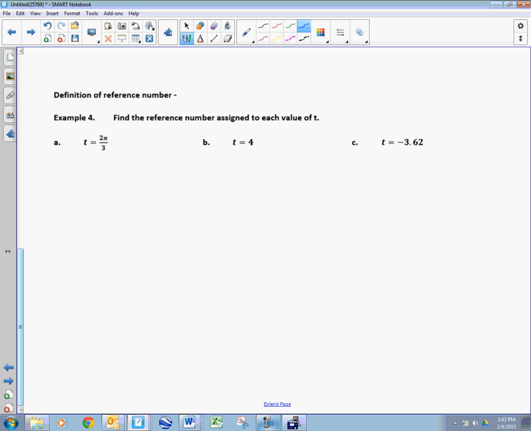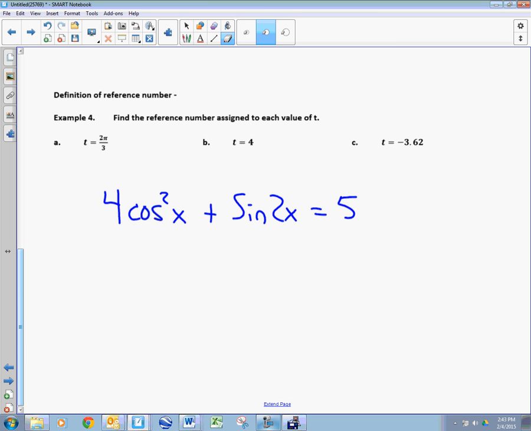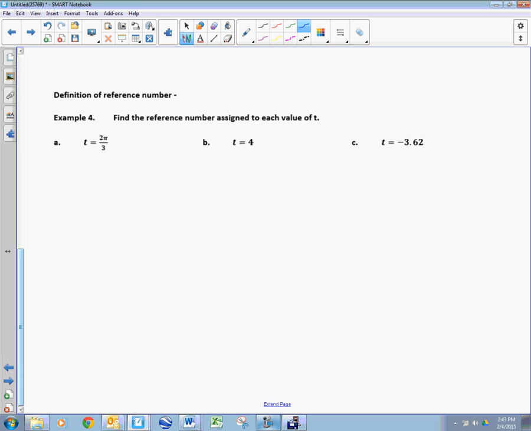Note that I want to get you guys to a point where you can solve 4 cosine squared of x plus sine of 2x is equal to 5. That's a very complicated equation to solve, but I'd like to get you there. In order to do stuff like that, we gotta do some basic building blocks ahead of time. Okay. So we move to this example.